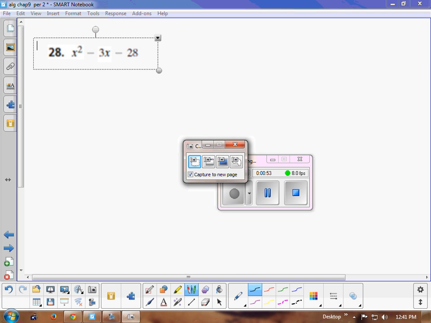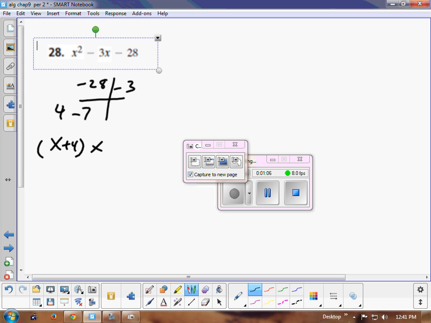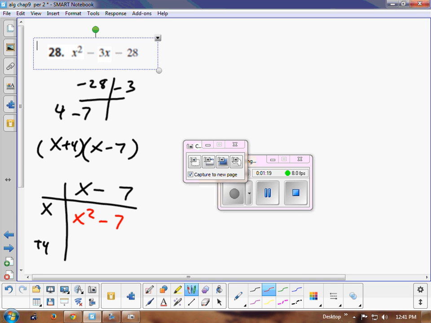So we need to make a chart, negative 28 to add up to negative 3. I'm thinking 4 and 7. And I'm thinking one has to be negative and it's the 7. So x plus 4, x minus 7. To check it, we go x minus 7 here, x plus 4 here. I think this is a very doable method for people to understand and do. Okay, if I check it, these two add up to negative 3x, and it checks.